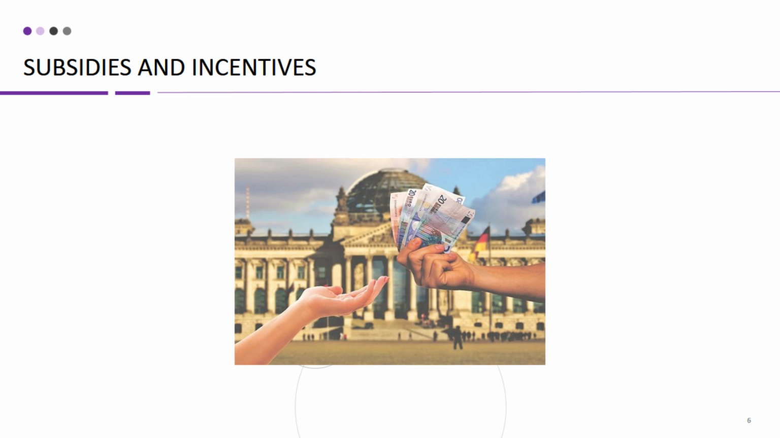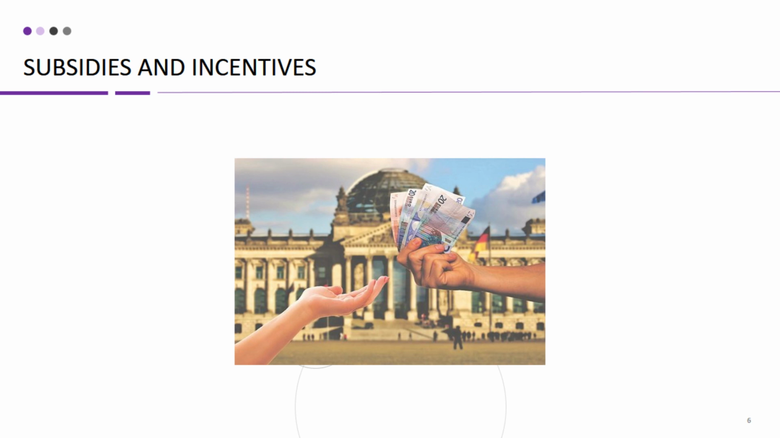Incentives, on the other hand, are rewards for nuclear companies that promote the use of nuclear energy. One example of an incentive is a feed-in tariff, which is a payment made to a nuclear power producer for the electricity it generates. The tariff is often set at a higher rate than the cost of electricity from other sources, such as coal or natural gas, to incentivize the use of nuclear energy.